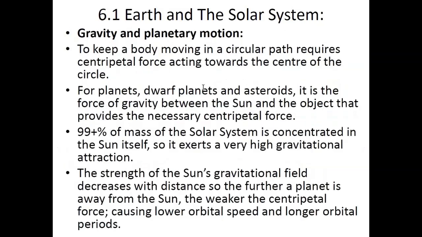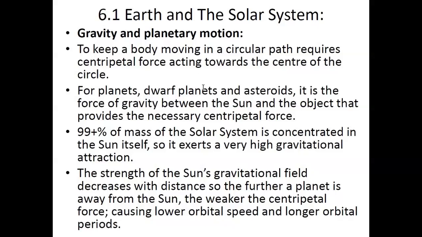Gravity and planetary motion. To keep a body moving in a circular path requires centripetal force acting towards the center of the circle, and we studied that in our circular motion as well. So you need to recall those concepts from our previous lectures. For planets, dwarf planets and asteroids, it is the force of gravity between the Sun and that object which provides the necessary centripetal force. Again, you have to remember that more than 99% mass of the solar system is concentrated in the Sun, so it exerts an exceptionally high amount of gravitational attraction towards all the objects.